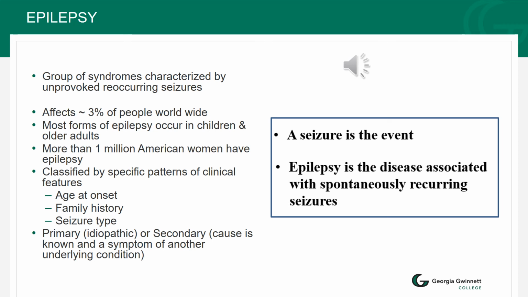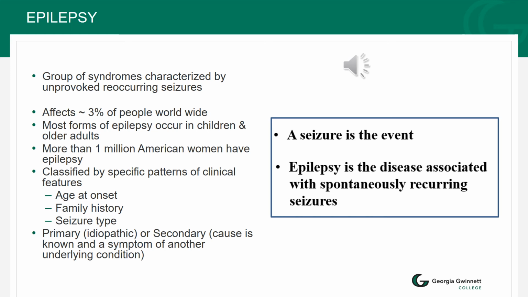Epilepsy is a group of syndromes characterized by unprovoked reoccurring seizures. It affects about 3% of the people worldwide. Your book will say that most forms of epilepsy occur in children and older adults, and that there are more than 1 million American women that have epilepsy.